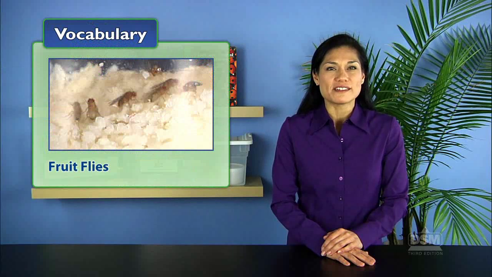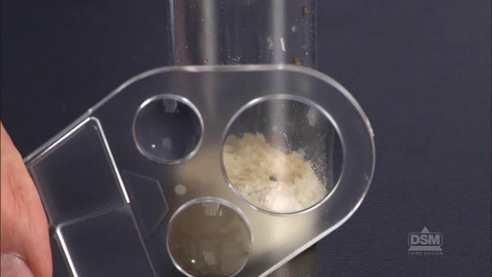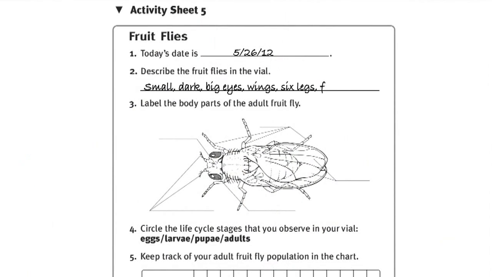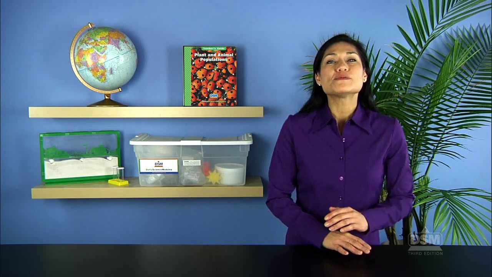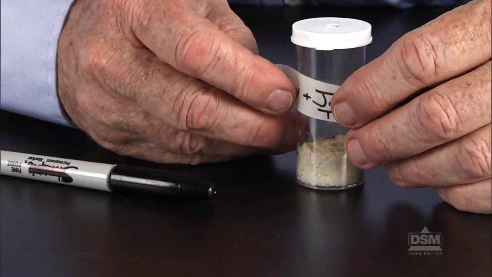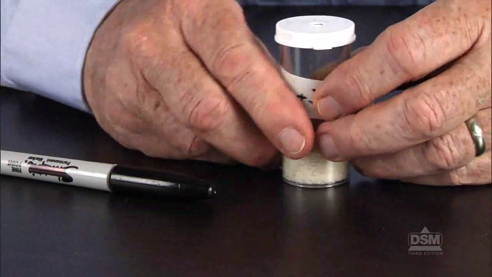Inform students that the insects in the vial are fruit flies, small insects that lay their eggs inside fruits or vegetables. Ask students to share the magnifiers and examine the fruit flies for a few minutes, and then describe the fruit flies on their activity sheets. Because the fruit flies are so small, students' initial descriptions may be vague. Have students label their vial with their team members' names and the date.